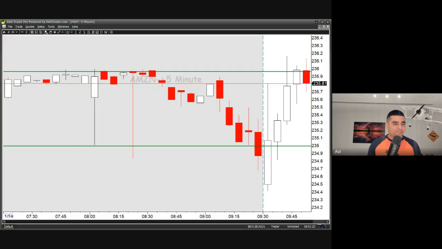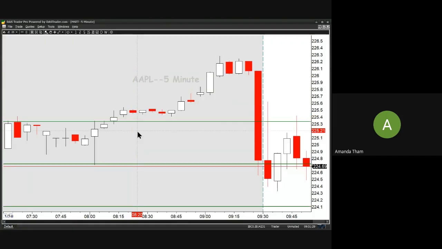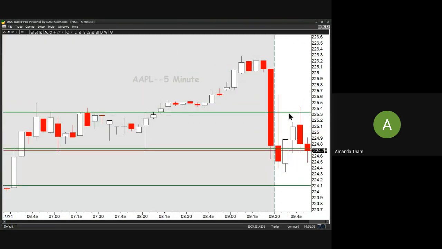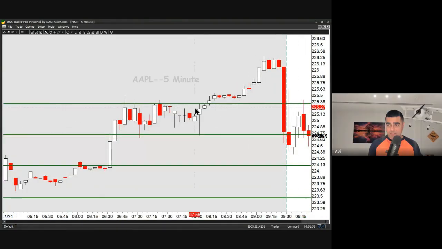Yeah, Amanda, go ahead. Is Apple a reject from the 8 a.m. candle? It went full swing, and then it kind of dropped to the next level. Yeah, I see what you're saying. It's rejecting there, right? It's made almost like a double top, but it's not really a double top. A double top has to come from down and make a double top.